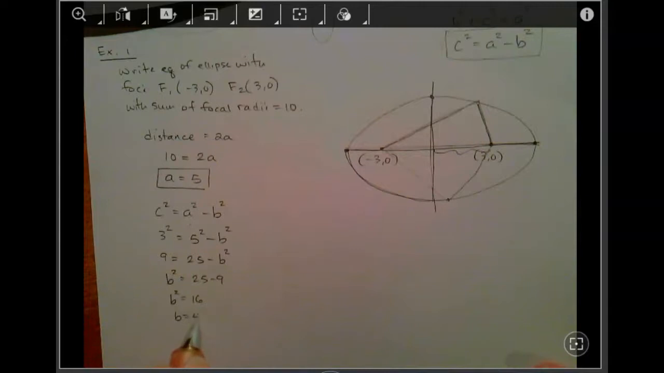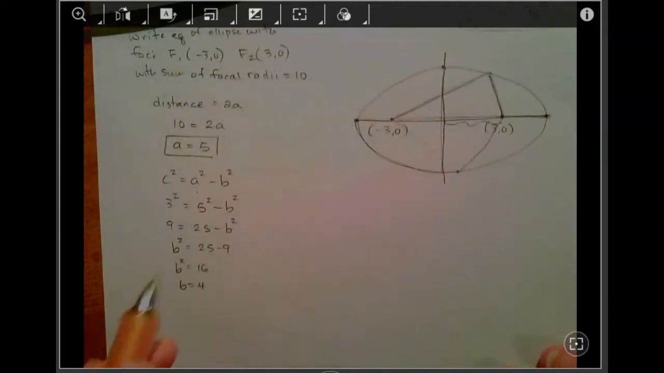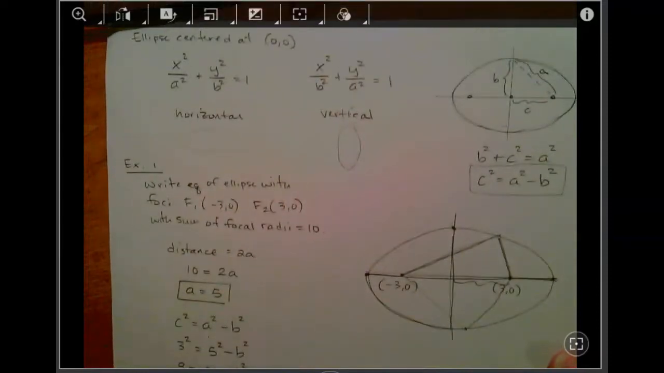So b is going to be 4. And actually, what we really need is this. If I'm writing the equation, I don't actually care what b is. What I care about is what b squared is. So when I'm plugging in here, I need to know what a squared is and what b squared is.